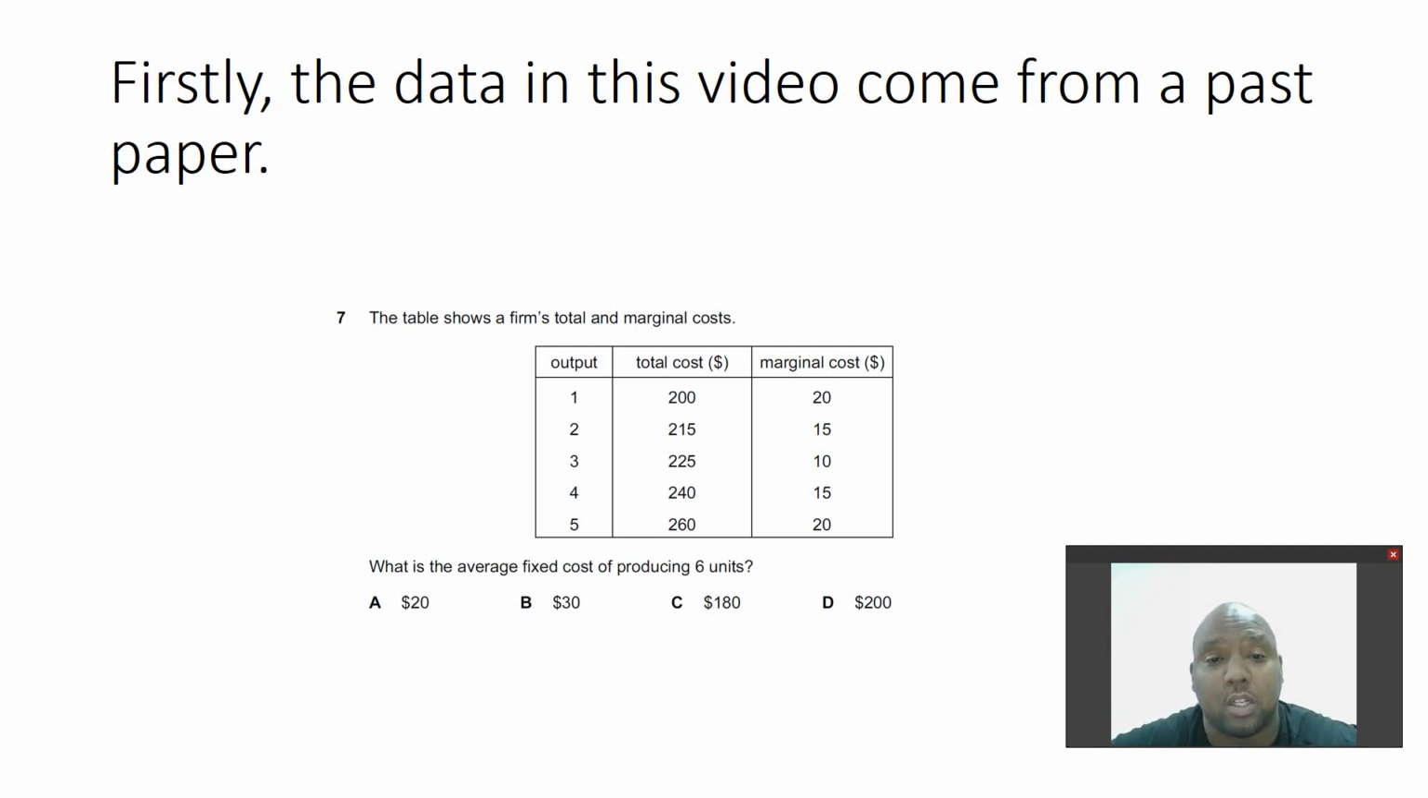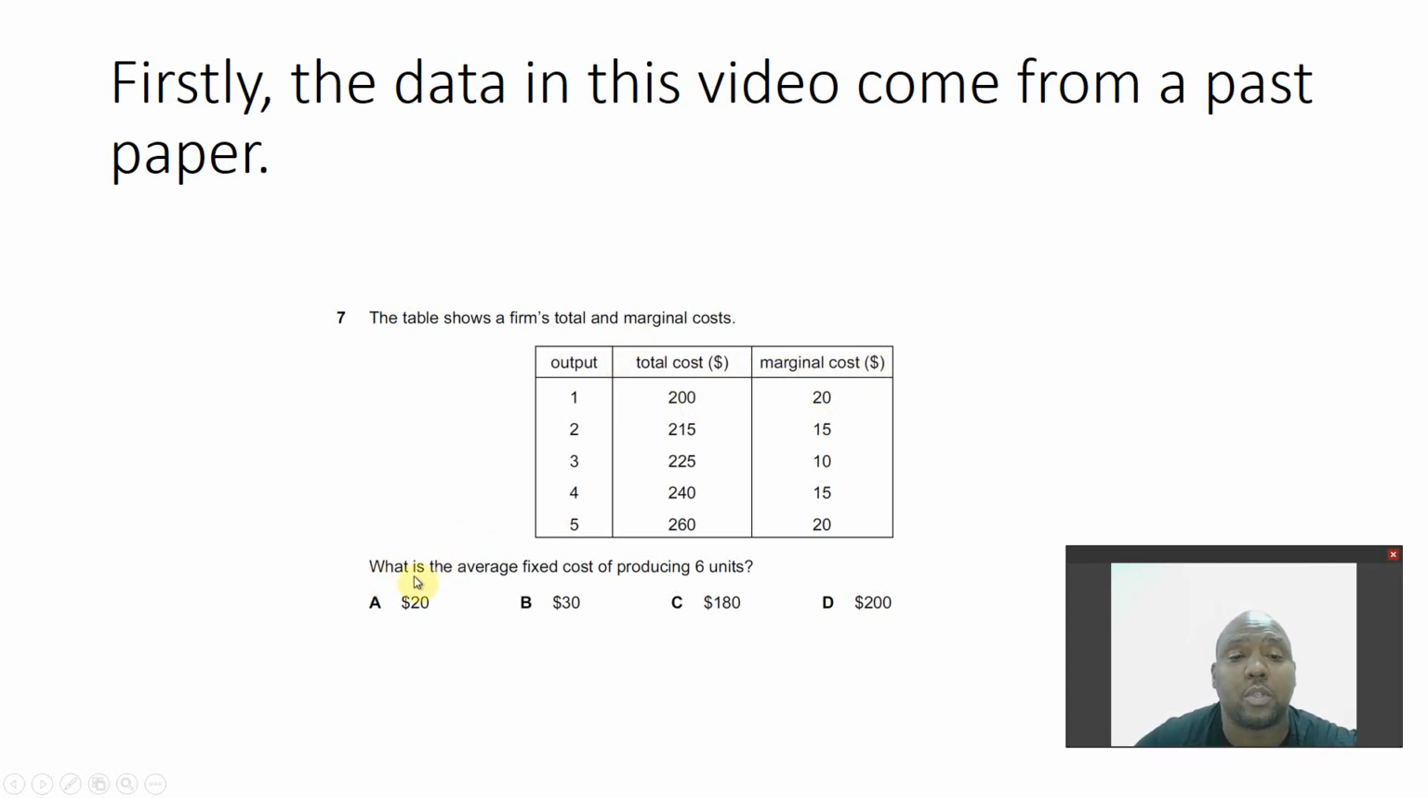And then there's marginal cost, meaning if I increase my output from 1 unit to 2, as we can see here, from 1 to 2, my marginal cost is 15. My total cost increased from 200 to 215. 215 minus 200 gives me that 15. So that's total cost, marginal cost, and that's what we're going to be looking at in this video.